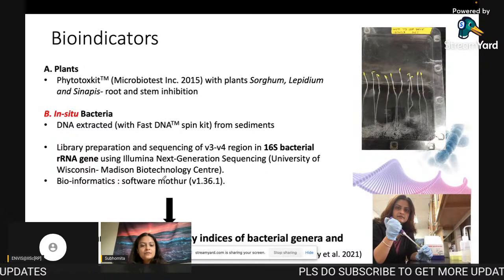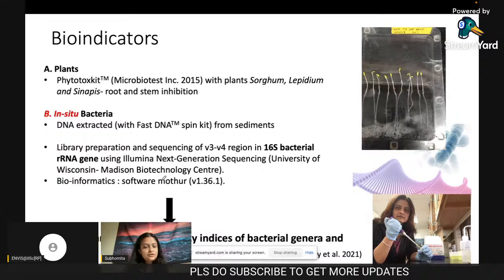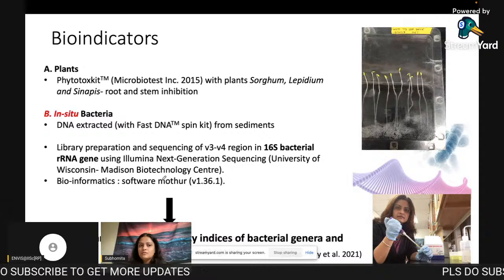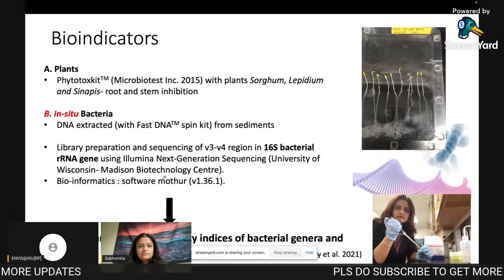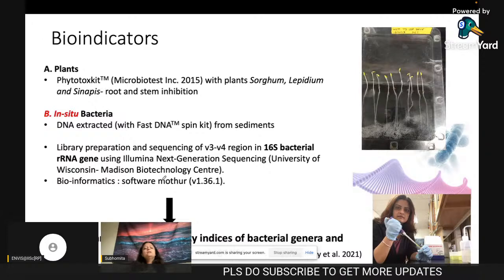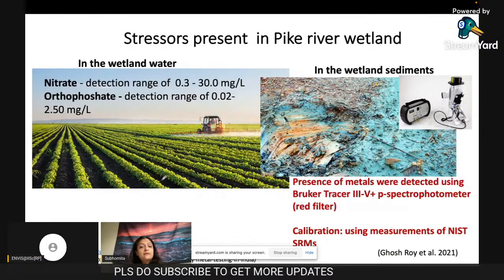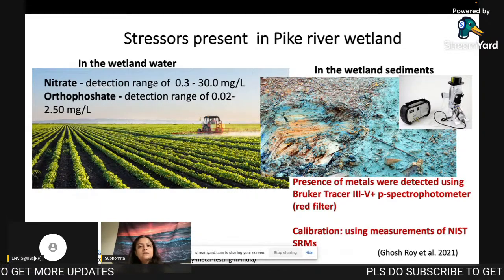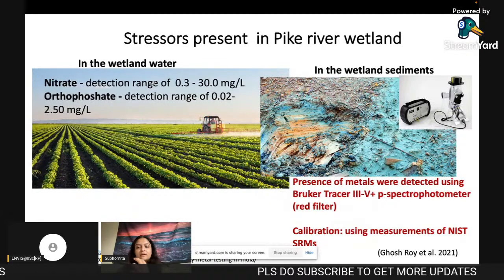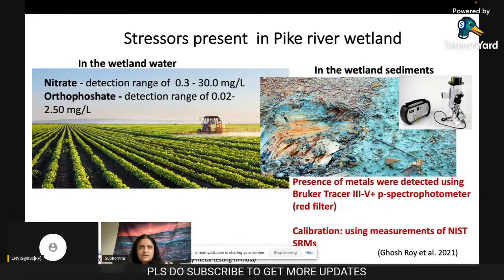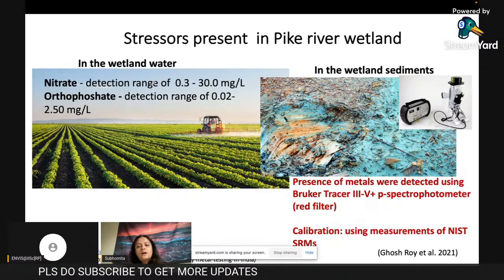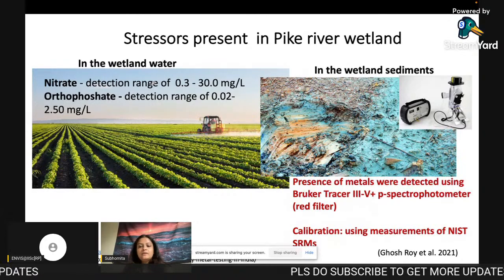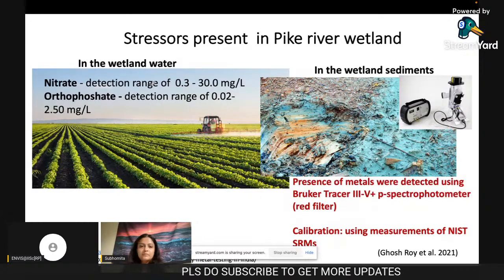With that, I calculated two diversity indices, Simpson and Shannon, which are very standard diversity indices used across many ecological studies. In terms of the stress factors, we measured two things. Firstly, nitrate and phosphate, which are the nutrients in water, with given detection ranges, and then metals in the wetland sediments. In this case, we used XRF technology, which is a Bruker Tracer 5 spectrometer. All this instrument was calibrated using standard reference material before we could even proceed.